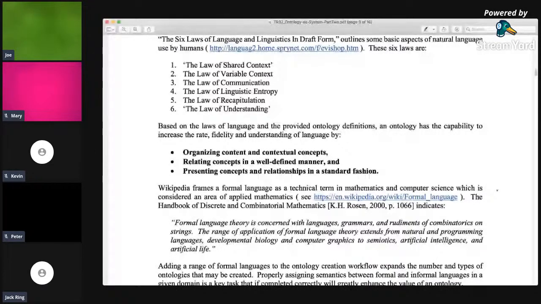And then presenting concepts and relationships in a standard fashion. I think this is really important, and from what I can tell, it still needs a lot of work. There's not really a standard form for an ontology right now. There are lots of formal languages, but ontologies themselves have so many different definitions and so forth that this is an area where there could be some beneficial action, I believe, in the standard. It's just making some fairly simple standard types of forms.